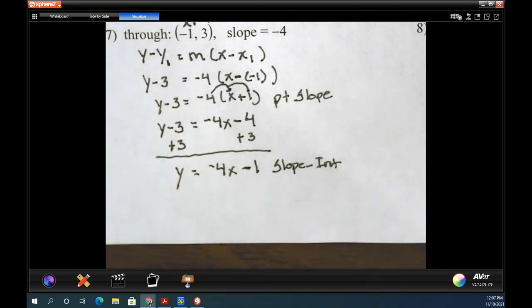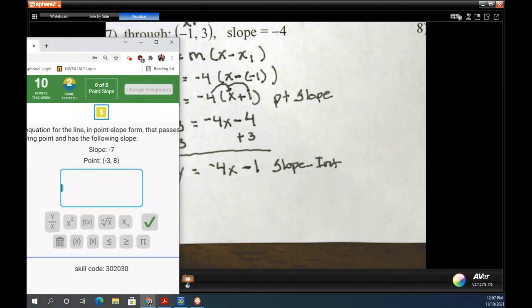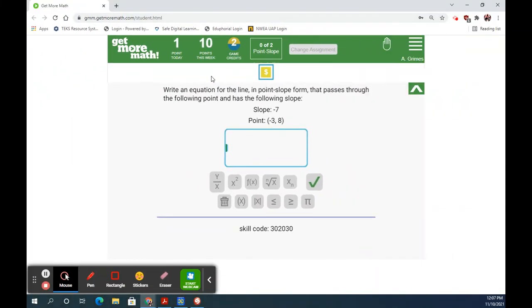Getting a little easier? All right. I want to show you this. Here's what you're fixing to do. Write an equation for the line in point slope form that passes through the following point and has the following slope. So use that. Some of y'all may get it with the box down here at the bottom. Now write it in slope-intercept form. You know how to do that now. Sometimes you can stop at point slope. That's the answer. But sometimes you have to keep going.